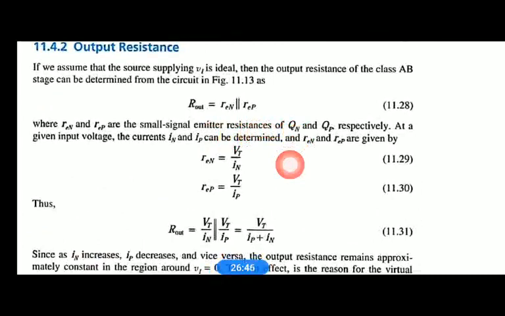REN is the resistance between emitter and collector of transistor QN, and REP is the resistance between emitter and collector of transistor QP. REN is equal to VT by IN, where VT is the threshold voltage divided by the current flowing between the collector and emitter, which is IN. REP is the threshold voltage between the emitter and collector divided by the current flowing through the transistor QP, which is IP. So we substitute this here and here.